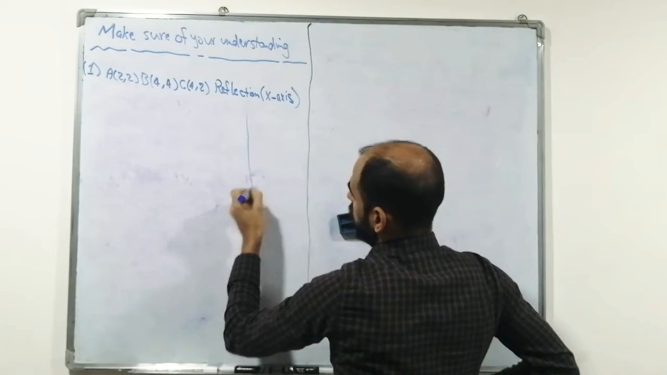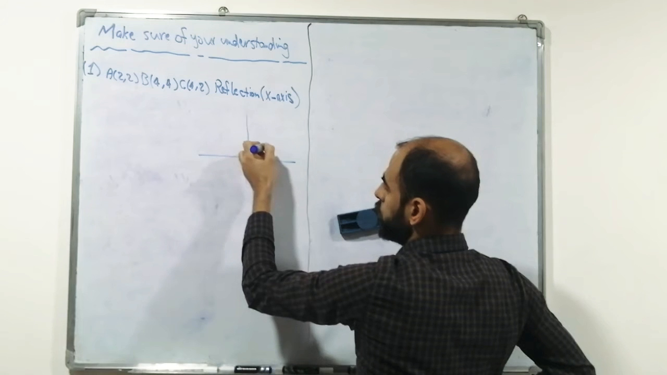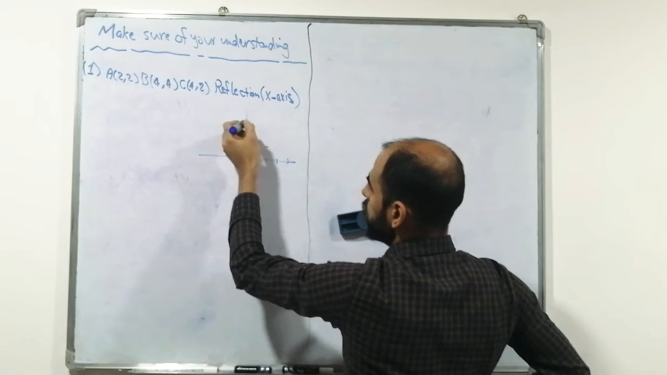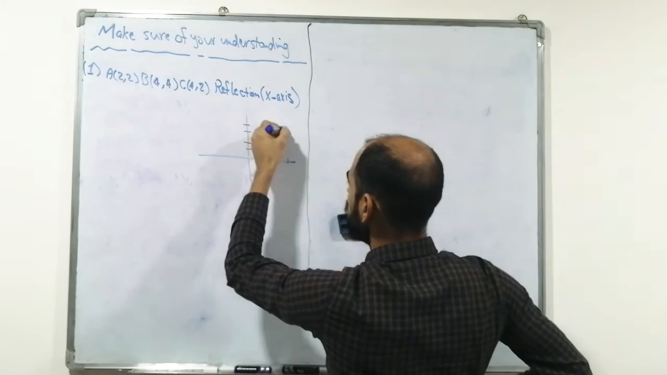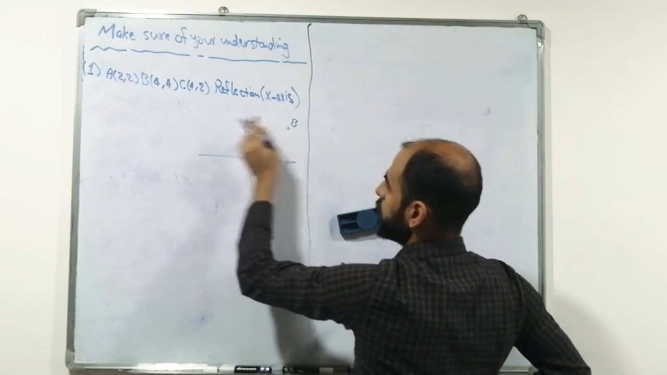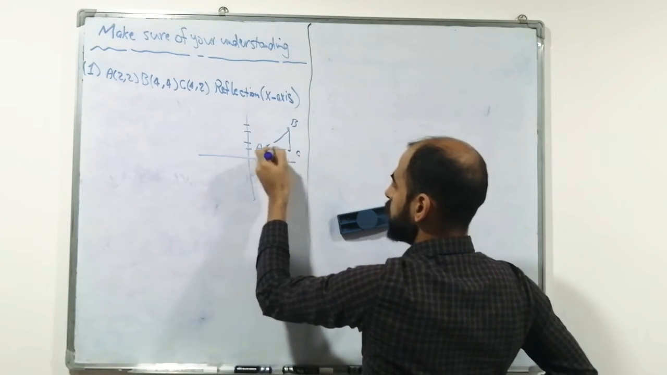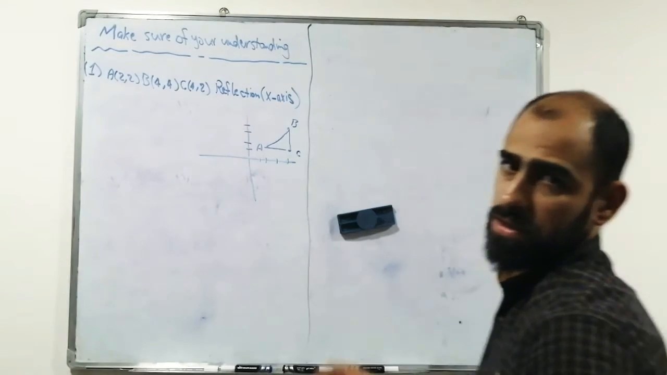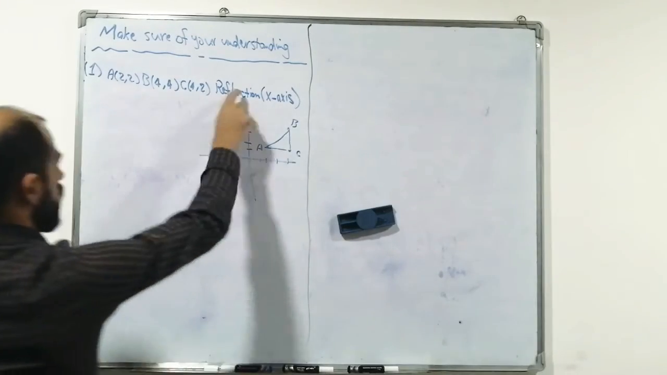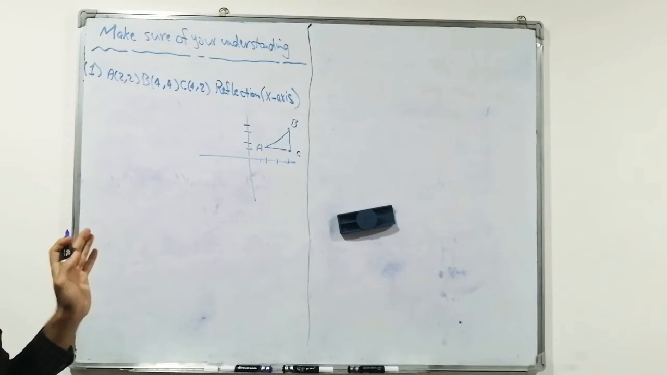So the points are A (2, 2), B (2, 4), and C is (4, 2). So we have a right angle triangle. The figure is a right angle triangle. We have to find the reflection of these points A, B and C with respect to the x axis.